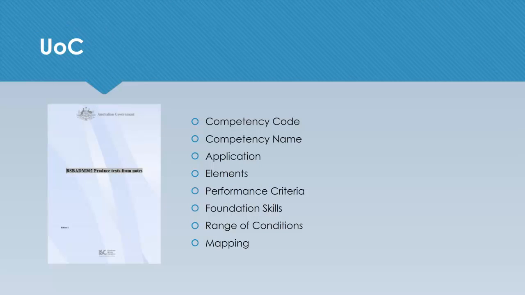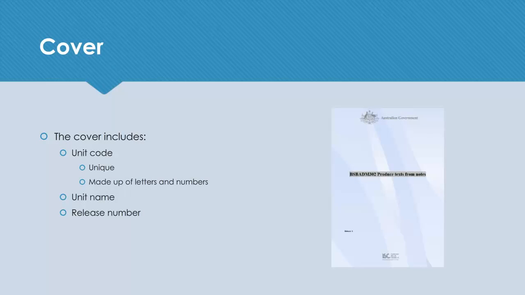A basic unit of competency will have the following information: the competency code, the competency name, the application, the elements and performance criteria, the foundation skills, the unit mapping, and some units will also include a range of conditions. The cover of the unit of competency includes the code and the name of the competency. The code is unique to the unit of competency and is made up of a series of letters and numbers. You will also find the release number on the bottom left-hand side of the unit of competency cover.